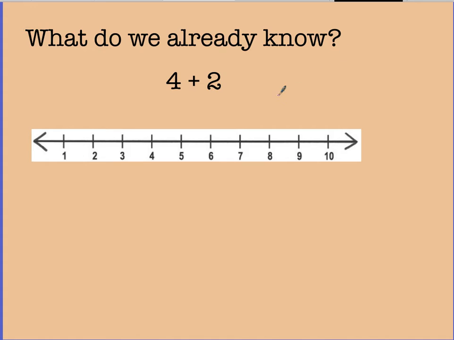What do we already know? A problem like 4 plus 2, that we've learned in elementary school, we know that that's 6. Let's use a number line just for consistency with our lesson. So start at 4, add 2, I would go to the right 2 spaces, and I end at 6. That shows us that this is 6.